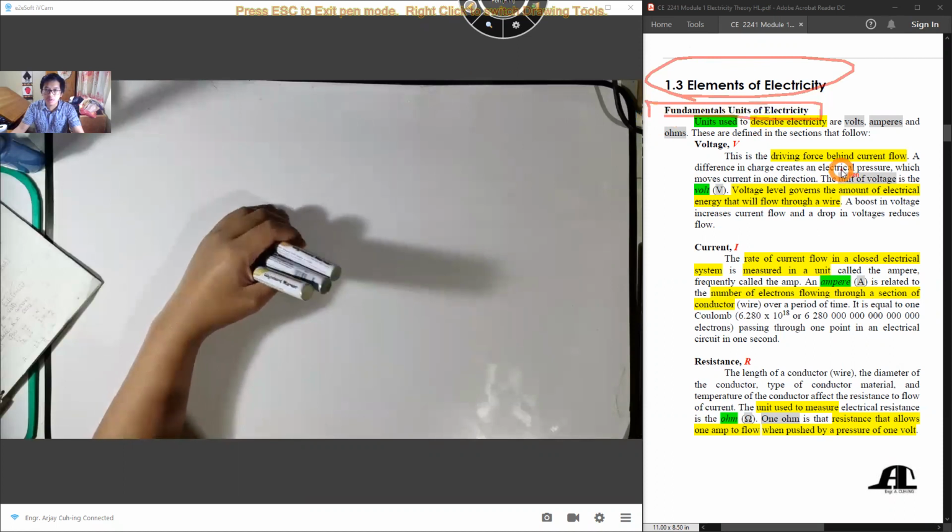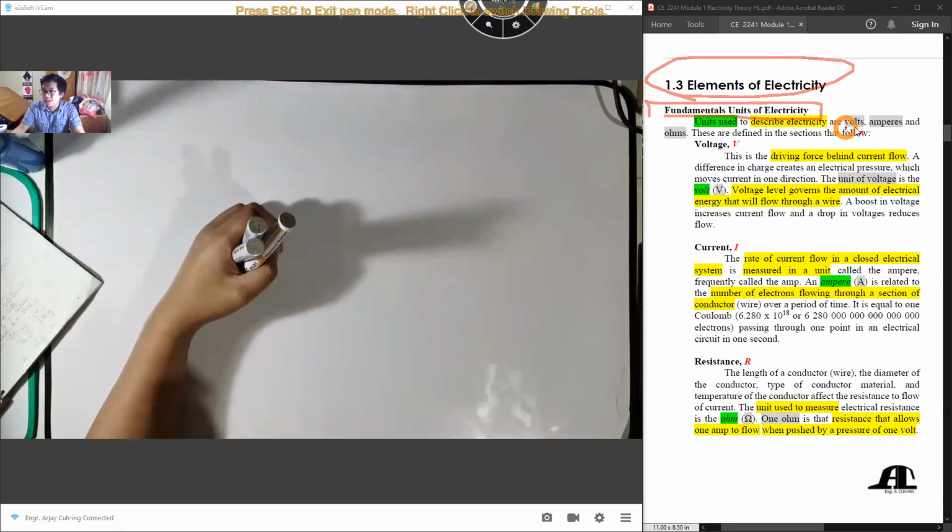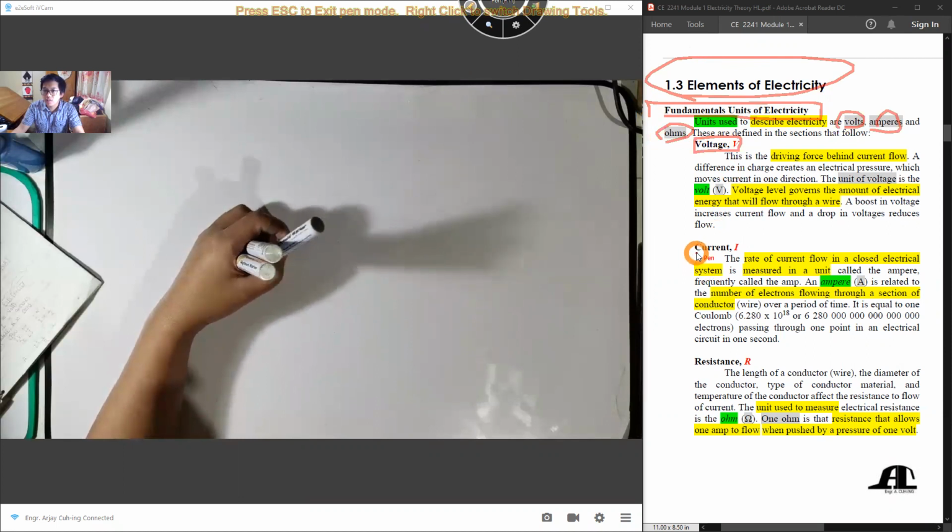So, ang gagamitin natin units class in terms of electricity class, meron tayong tinatawag na volts, amperes, tapos yung ohms. Okay? So, for the volts class, ito yung voltage. Ito yung unit class ng voltage, okay? For the amperes class, ito yung unit ng current. Tapos yung ohms class, ito yung unit ng resistance.